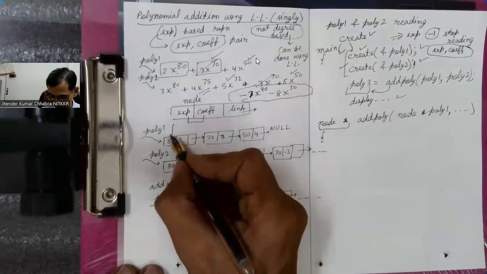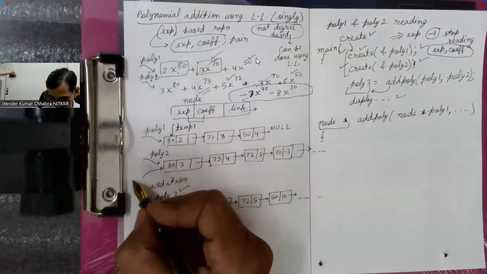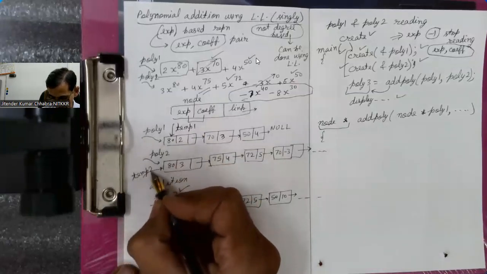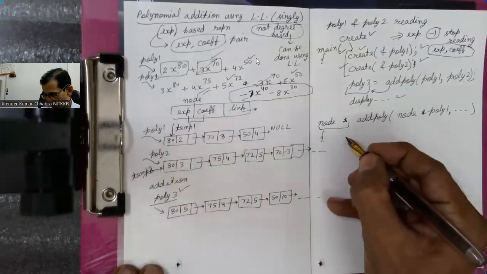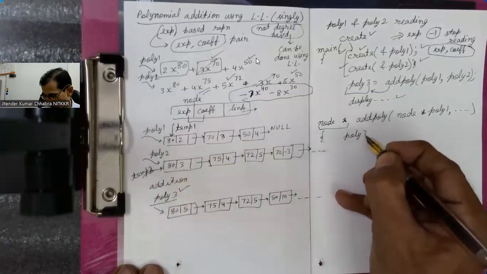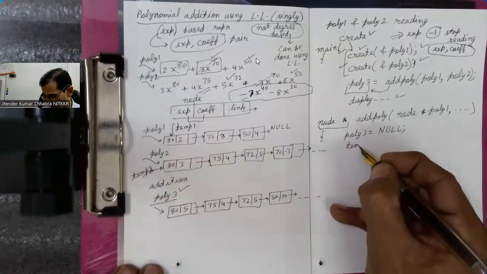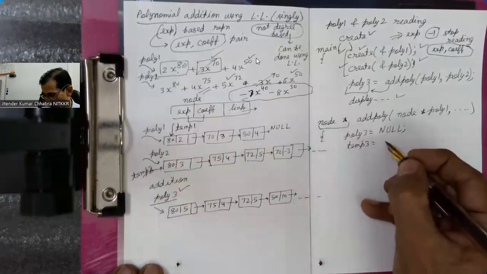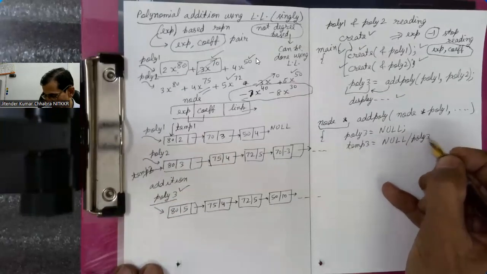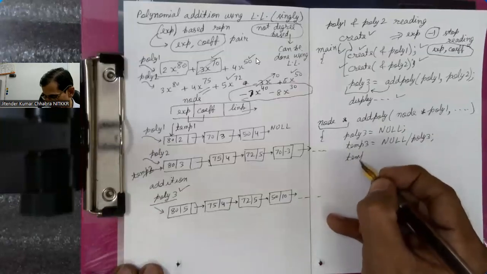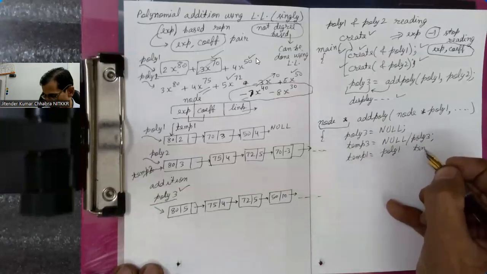I can say, let's use temp1 for the first pointer and temp2 for the second pointer, for the second polynomial, and both will be compared with each other. So for the time being, I can say initially poly3 equal to null, and obviously temp3 also to be initially equal to null or poly3, whatever you write. And temp1 to be poly1, temp2 equal to poly2, and so on.